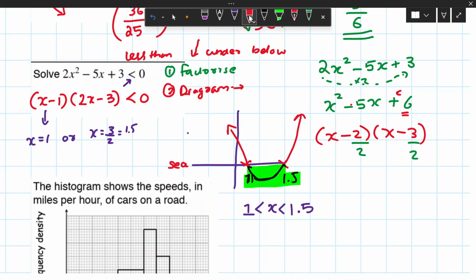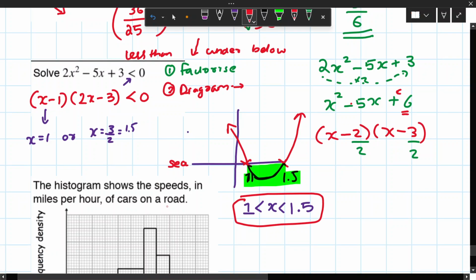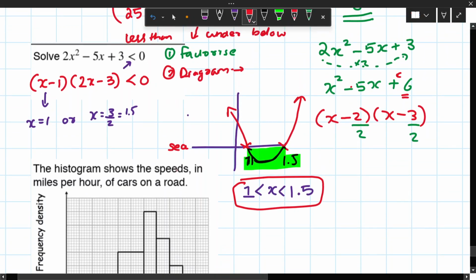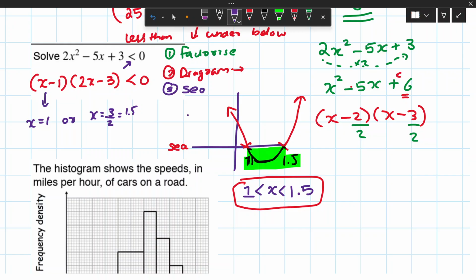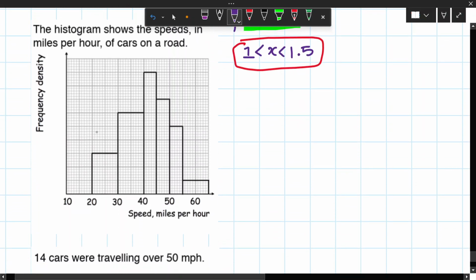Now, the mark scheme sometimes says you could also mark your answer on a diagram. But if you know the diagram, it's much easier to do it in one line of working, and that's it. So that's the quadratic inequality. The first step is the factorization, the second step is the diagram. Then think of the sea level. Do you want to be above the sea level or below the sea level? And that's your answer. Next one, again, we've got a histogram question.